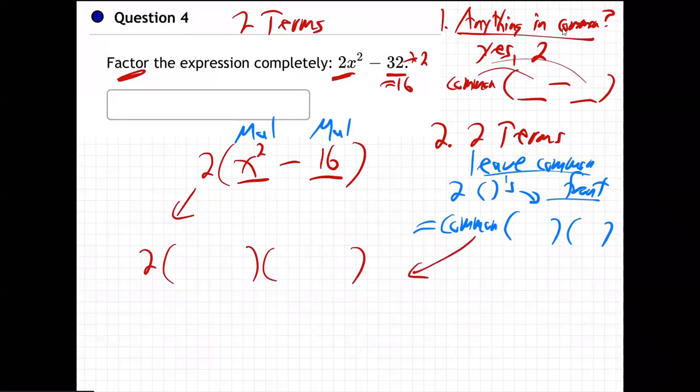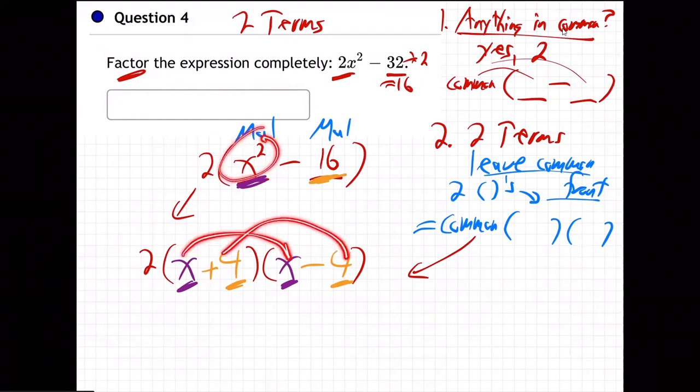So we're going to say, okay, what in the front times front to be x squared? Well, x times x. And then in the back, what multiplies to be 16? What times what is 16? Well, 4 times 4. To make negative 16, we're going to have one positive, one negative, don't we? And that's it, we're done. That is the answer. See how that's right? See how x times x is x squared, and 4 times 4 is 16, and it's negative because positive times negative is negative.